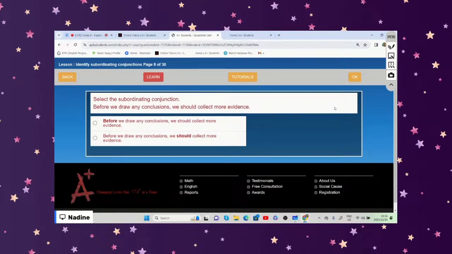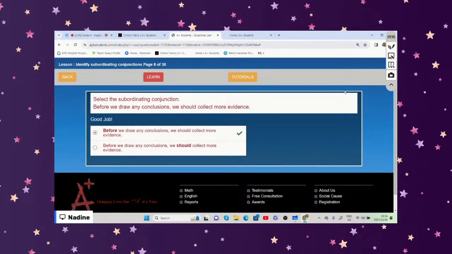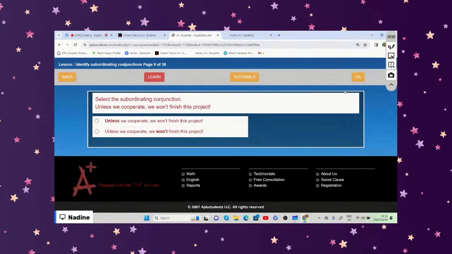All right, so we will then choose our subordinating conjunction, which is before. It is before because it means before we draw any conclusions. So before is the subordinating conjunction that we chose. Before is the correct answer. Well done.